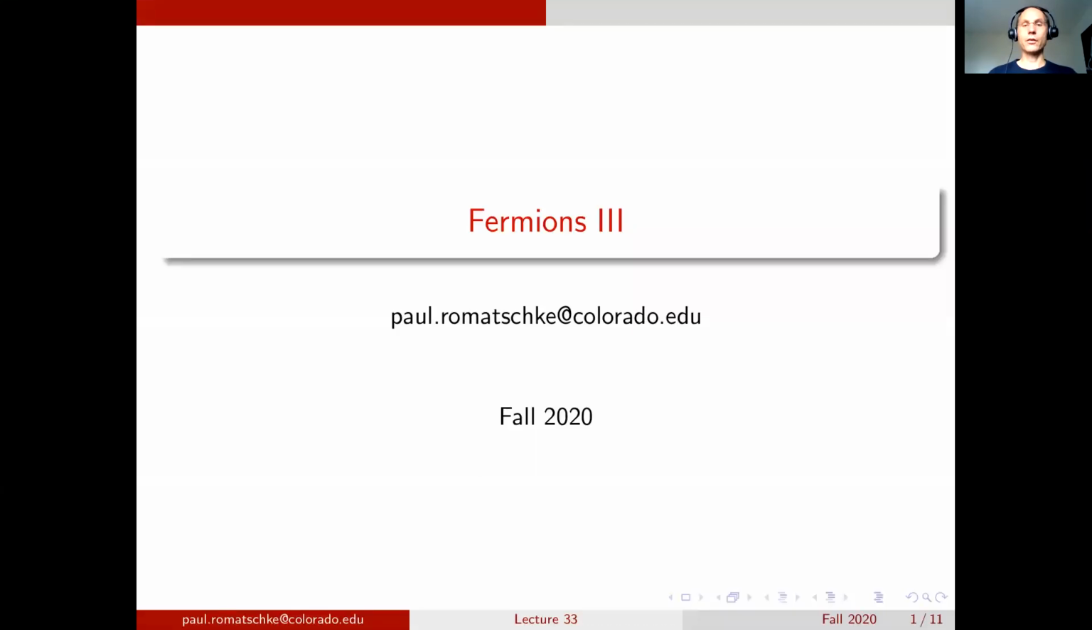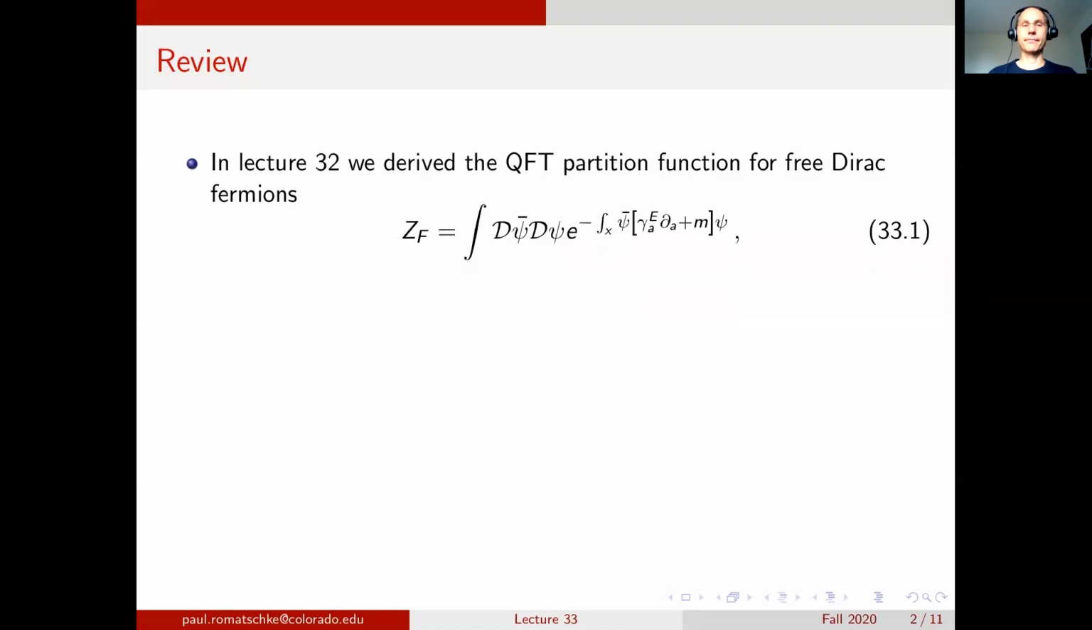Welcome to Lecture 33, in which I continue the discussion of fermionic quantum field theories. Recall that in the last lecture, we derived the quantum field theory partition function for a single free Dirac fermion. It's given as equation 33.1 in this slide.